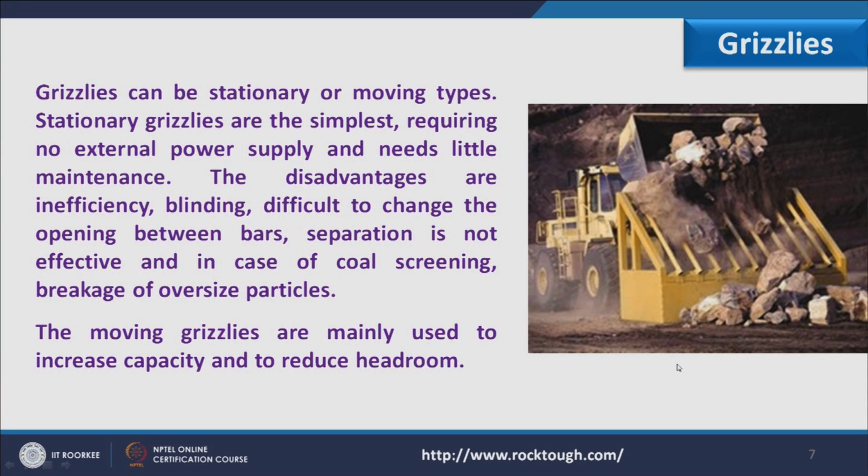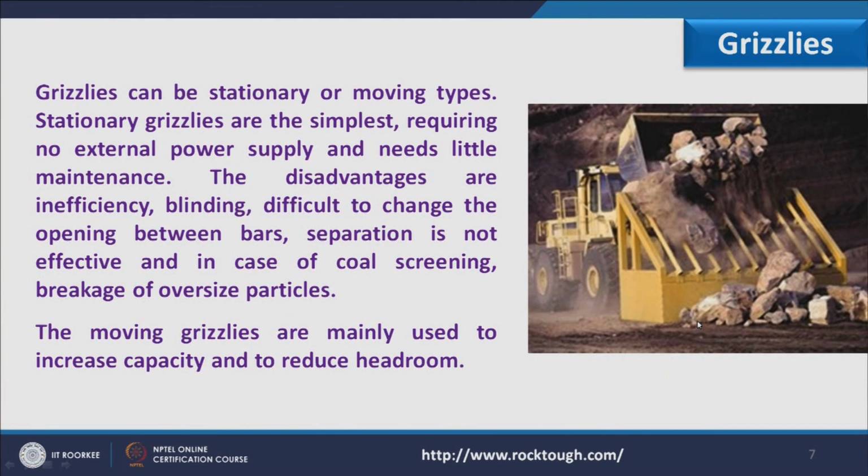On the other hand, the moving grizzlies are mainly used to increase capacity and to reduce head room. Here you see the stationary grizzly, and if we operate this with the motor, it is continuously in a moving position. Moving position means what? These bars will move backward and forward, and using this action the material will pass through the screen. So, it has lesser headroom. We also call these dead zones.